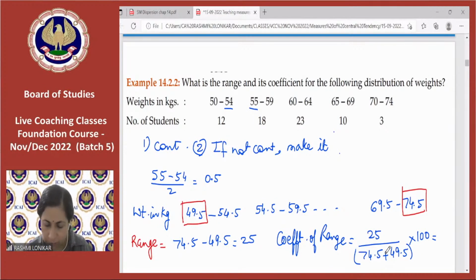Yes, Divya, Jyoti. Now, can you tell me? Yes, Zeba. Himanshu is saying 20.16 is the correct answer, and Ustad is also saying that. 25 upon 124, into 100. This is 20.16. So, 25 divided by 124. Very good, excellent. So, we have now understood what is range and what is coefficient of range.